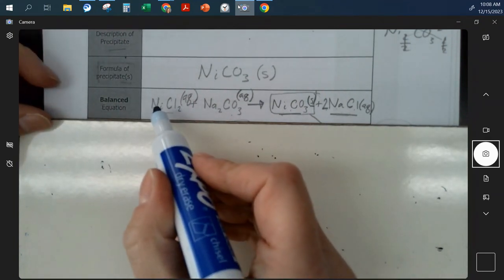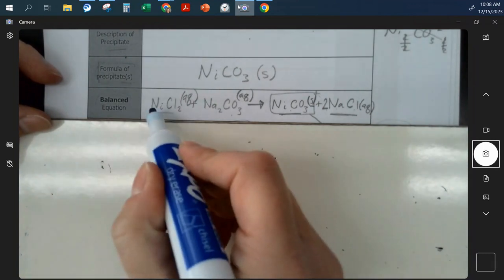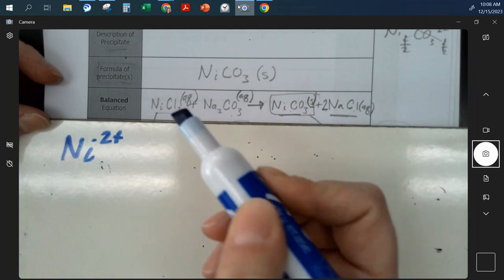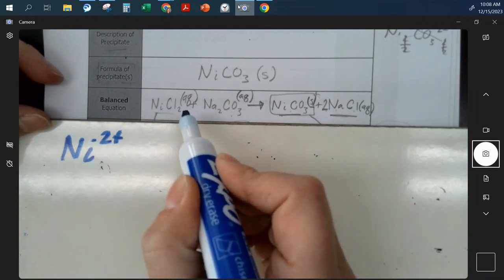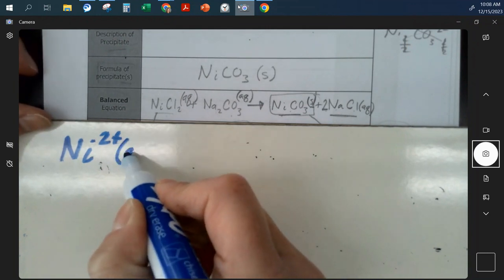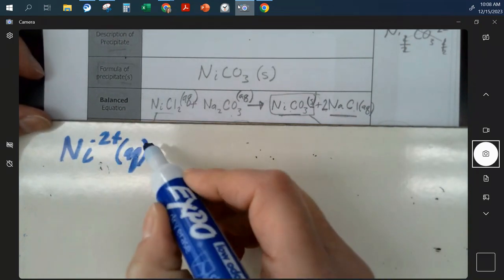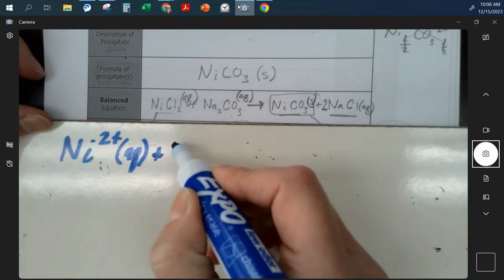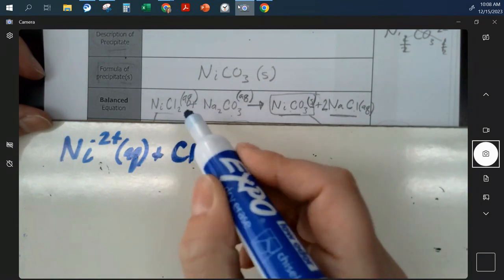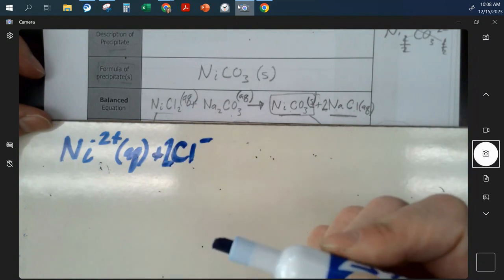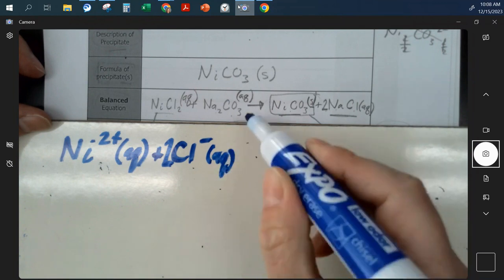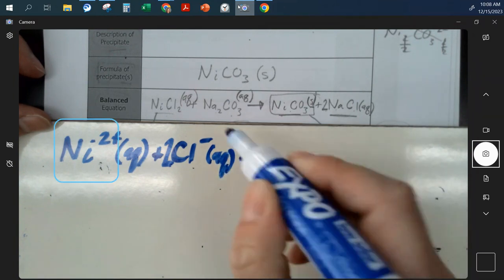So here I have nickel. Nickel is a 2+ charge, so I'm just going to break that into its ions. Ni 2+, okay, that's coming from this. And then chlorine is a -1 charge. Also nickel 2+ is aqueous, so make sure you put your phases. Plus this ion, Cl-, but there's 2, so that subscript I'm going to put in the front. I'm going to say I have 2 chlorines. Okay, that's also aqueous.